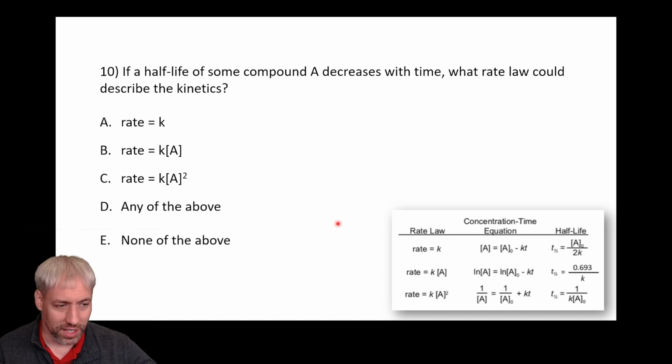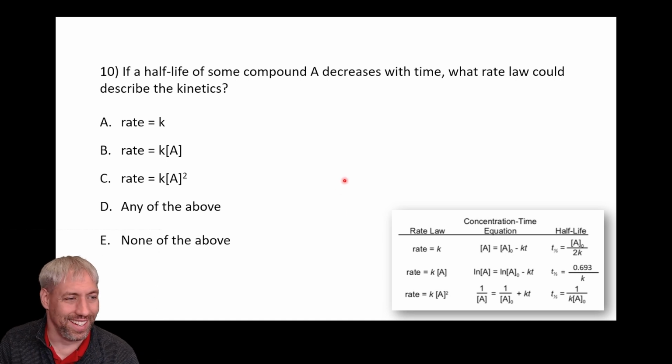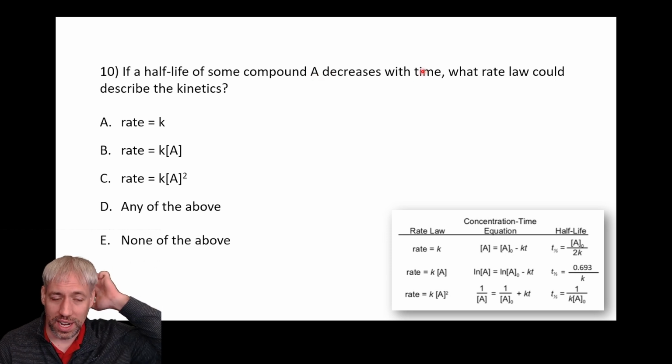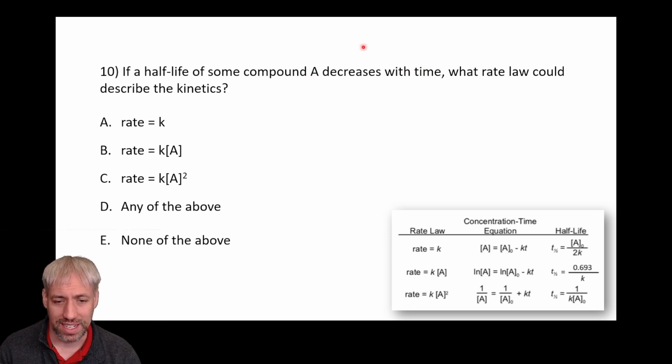So spoilers, I realized I gave away the answer to this question in the previous question, but we can figure out a rate law. We cannot figure out an equation from this. And so like I described previously, the half-life of compound A decreases with time. That means T1/2 goes down as A goes down. The only relationship that gives you that is this one right here. T1/2 equals concentration of A over 2K.